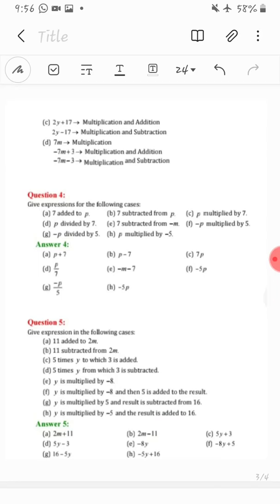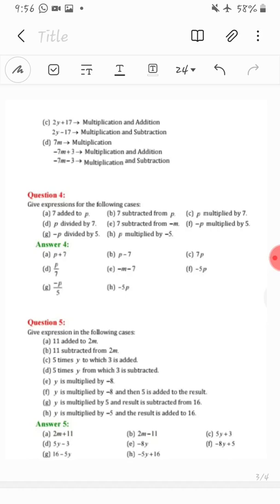Now let's proceed to question number 4. Question number 4 is given. Give expression for the following cases. A. 7 added to P. Okay, 7 is added to P. That means P is already there. We have to add 7 with that. So P plus 7 is the expression.